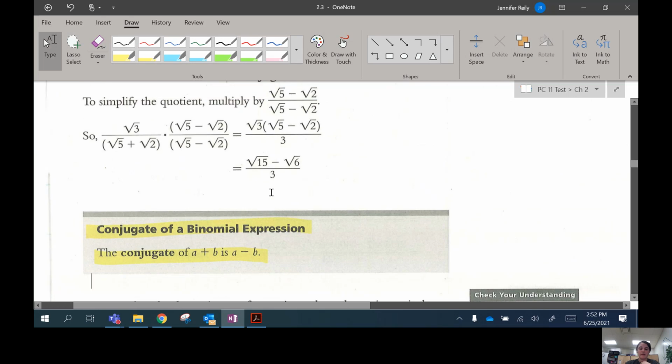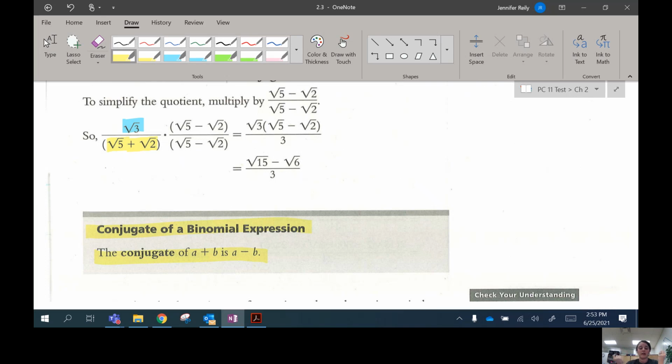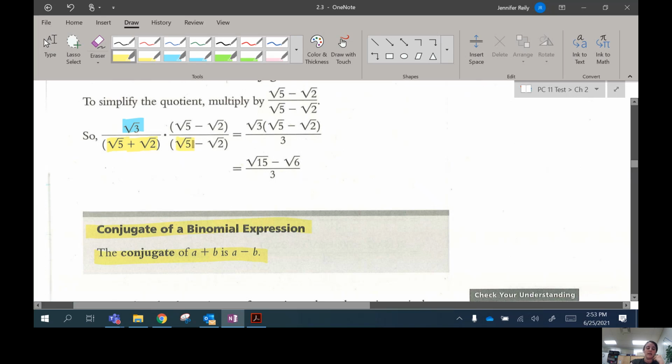Okay, so let's just look at the example that they have here. Let's say we had square root of 3 divided by square root of 5 plus square root of 2. In this case, when you have multiple terms in the denominator, we do want to rationalize it. And the way you can do that is by multiplying by the conjugate. The conjugate is just taking those same two terms, but changing the sign in between them.